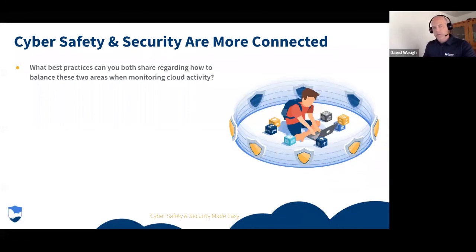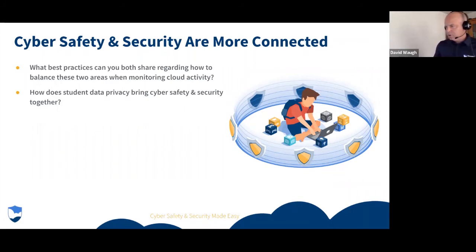Let's jump along to our next question. We'll start this one with you, Cody. How does student data privacy bring cyber safety and security together? You alluded to SB 820 in the state of Texas, which obviously we're very familiar with as well. So how do you answer this question?